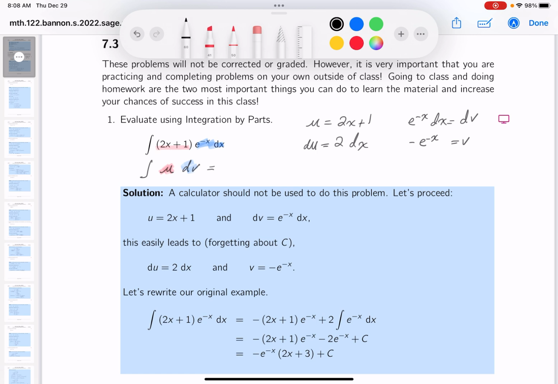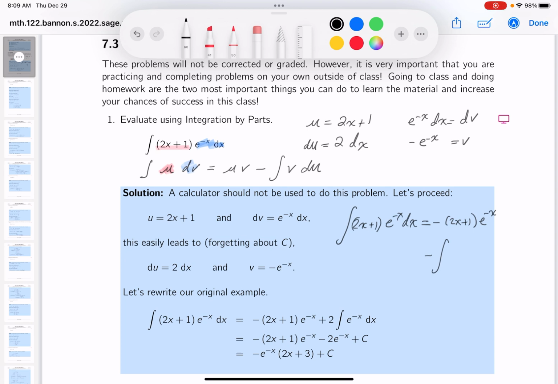We get equal to, let's say, uv minus the integral of v du. All right? So let's write that down, and I'll put this over here. So 2x plus 1 e to the minus x dx equals uv, right? Let's write that down: minus 2x plus 1 times e to the minus x. And then it's going to be minus an integration. Hopefully the integration we're going to write down is going to be easier than the original integration.